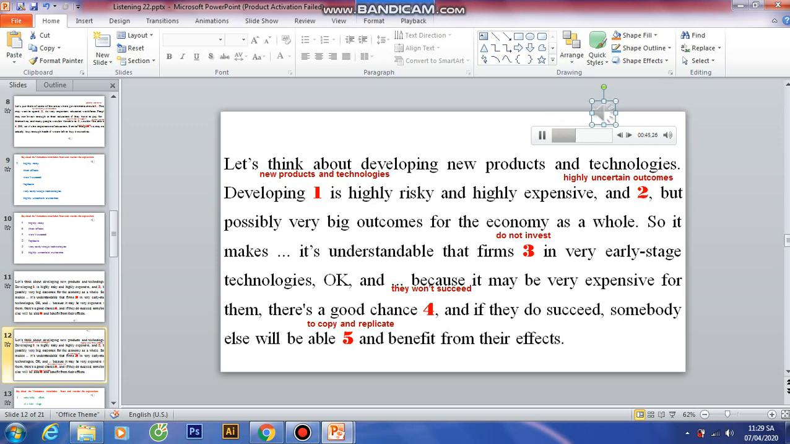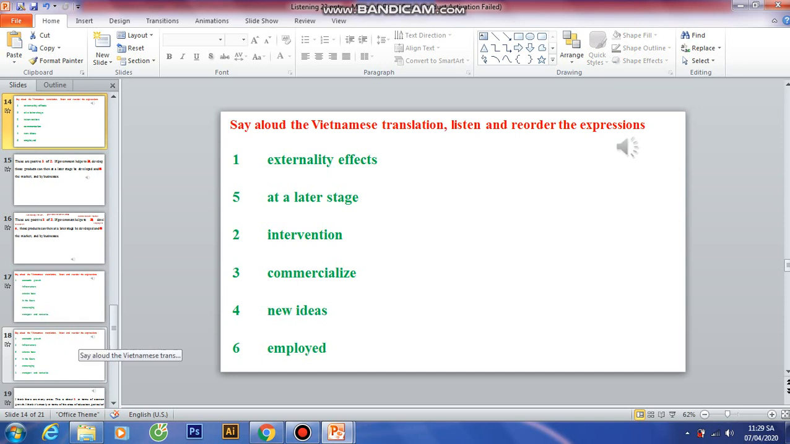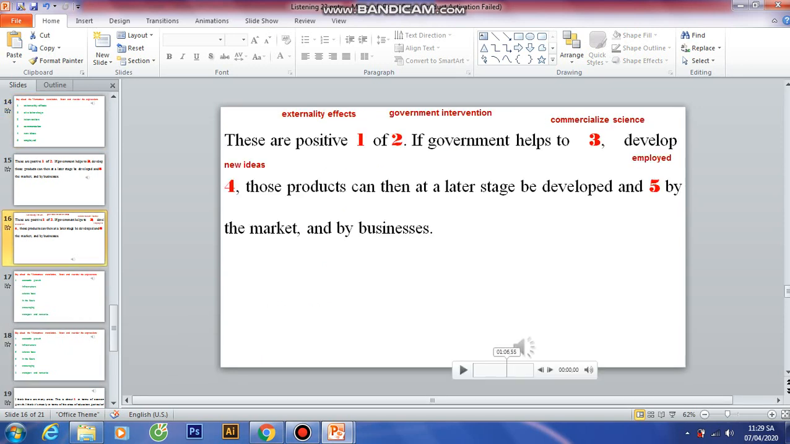Let's think about developing new products and technologies. Development of new products and technologies is highly risky and highly expensive and highly uncertain outcomes, but possibly very big outcomes for the economy as a whole. So it's understandable if firms do not invest in very early stage technologies. And because it's very expensive for them, there's a good chance they won't succeed, and if they do succeed, somebody else will be able to copy and replicate and benefit from their effects. These are positive externality effects of government intervention.